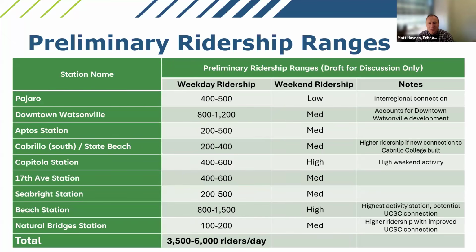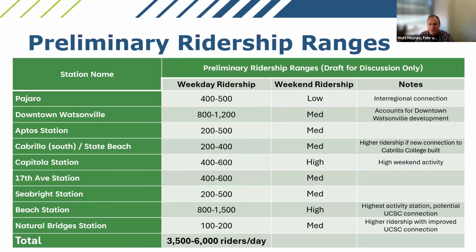So this gets into a little bit more detail on some of the ridership ranges that we've been developing and are looking at. We're presenting these as ranges because there's a number of factors that are still being considered and could lend themselves to ridership levels being somewhere within this range at individual stations. At a high level, the total ridership per day on the system during a typical weekday, we're estimating would be around 3,500 to 6,000 riders per day. And that would then be broken down into total ridership at individual stations.